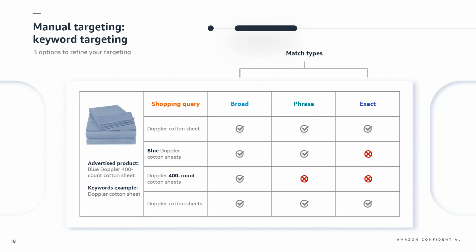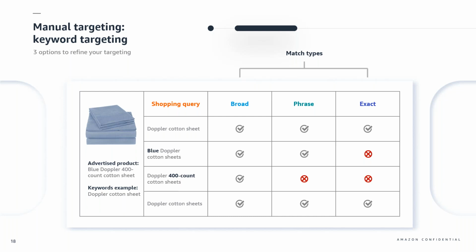match. Broad match offers your ad broad traffic exposure, meaning that a shopper's shopping query will match if it contains the keyword terms you're targeting in any order. Broad match also includes the plural form of the keyword, related shopping queries, and other variations that are close to the keyword. For example, if you're advertising Doppler sheet, one of your keywords, Doppler cotton sheet, if you're using broad match type, it will match when shopping queries are Doppler cotton sheet, but also blue Doppler cotton sheets, or Doppler 400 count cotton sheets, or Doppler cotton sheets.